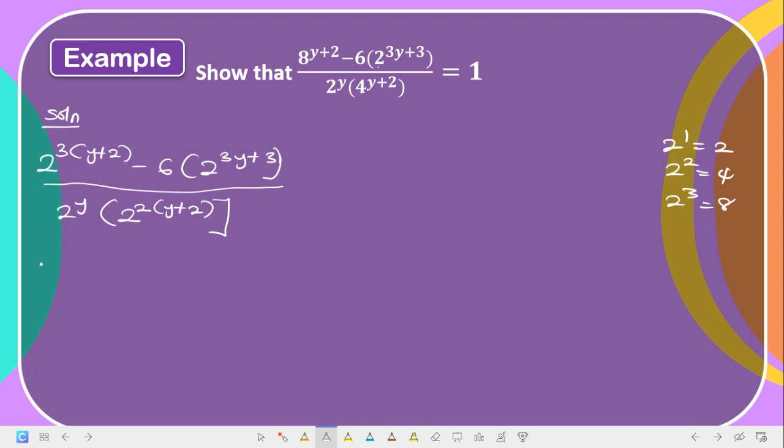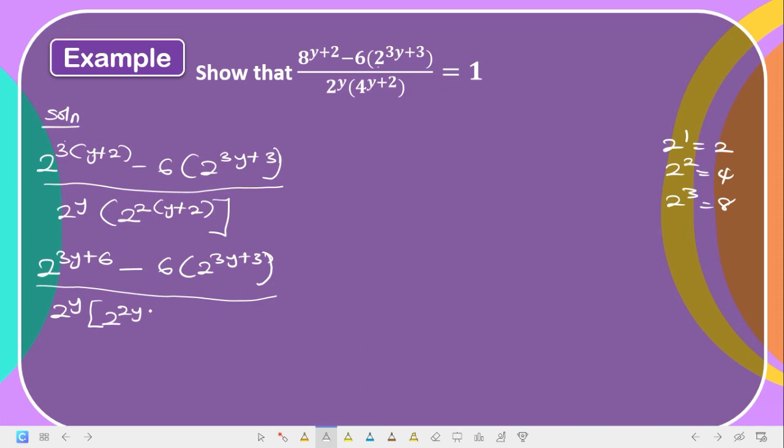So what are we going to have? We have 2 to the power of 3y plus, because 3 times y is 3y, and 3 times 2 is 6. Minus 6 bracket 2 to the power of 3y plus 3, and then all over 2 raised to the power of y, then bracket. Now we have 2 times y, which is 2y, plus 2 times 2, which is 4. That is clear enough, right? 2 times 2 is 4.